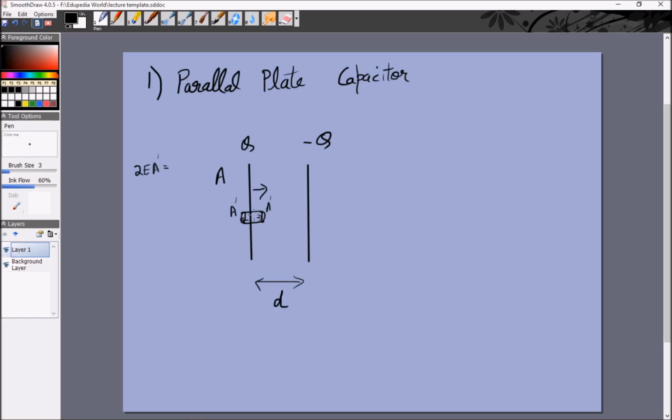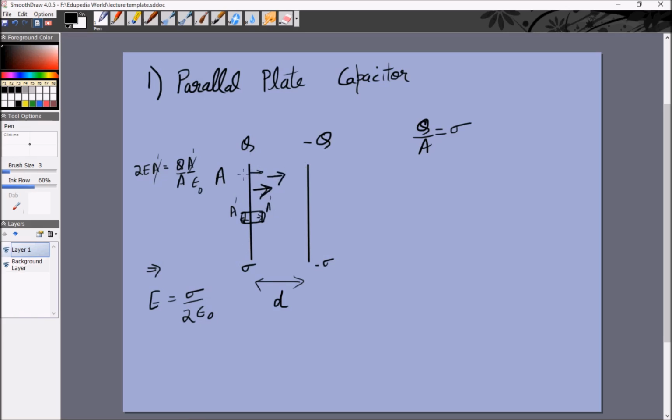Total charge here will be Q by A is the total charge, into A dash is the charge within this area, and that by epsilon naught. A dash will cancel. Q by A, we can write it as sigma. Sigma is the surface charge density. So this plate has a surface charge density of sigma, this plate has a surface charge density of minus sigma, and from that we get that the electric field is sigma by 2 epsilon naught. So this is something we calculated previously. So the electric field of sigma by 2 epsilon naught exists because of this plate. Another electric field of sigma by 2 epsilon naught towards the right exists because of this negatively charged plate.